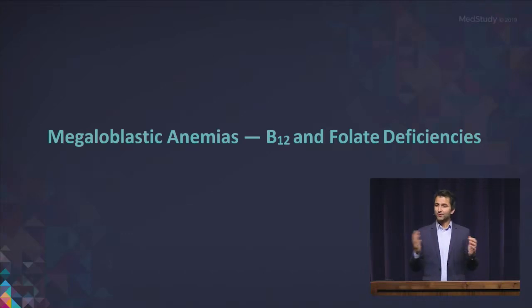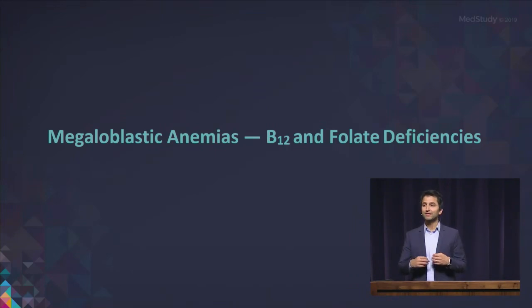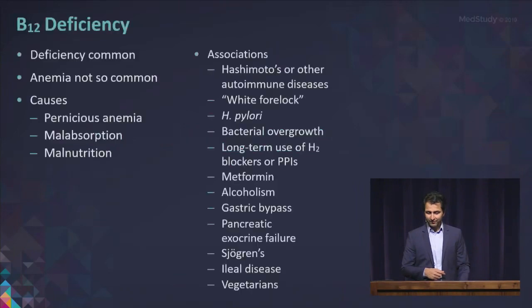So sticking with anemias, but shifting gears a little bit to megaloblastic anemias. So this basically means anemias related to an impairment in DNA synthesis. The hallmark conditions here are B12 and folate deficiency. So let's talk about that for a minute.